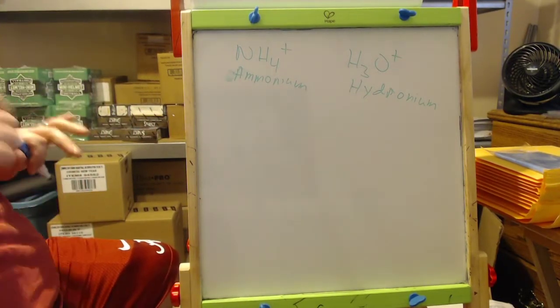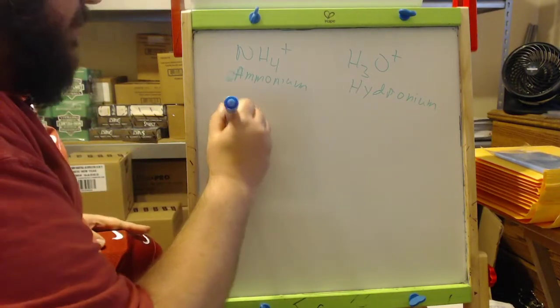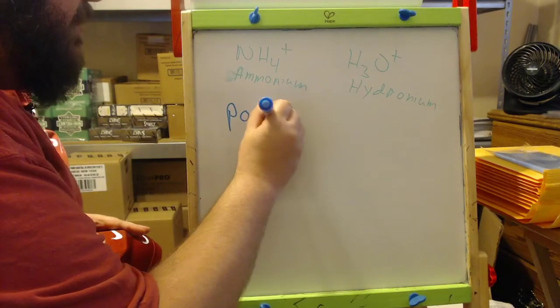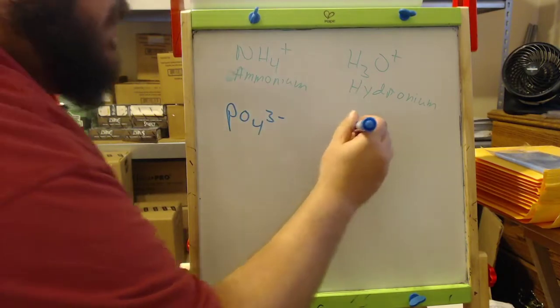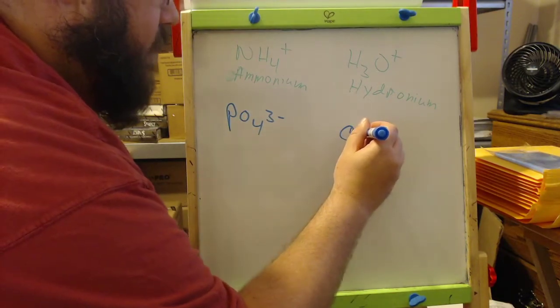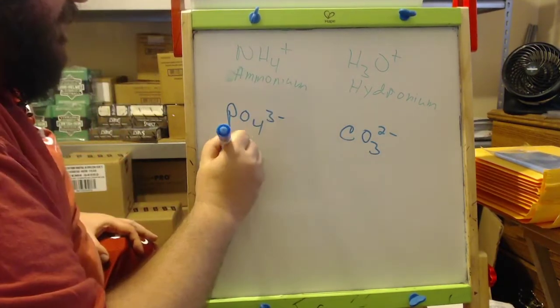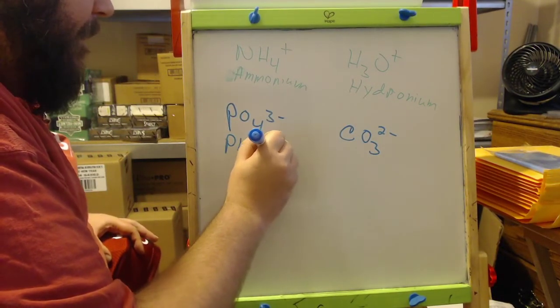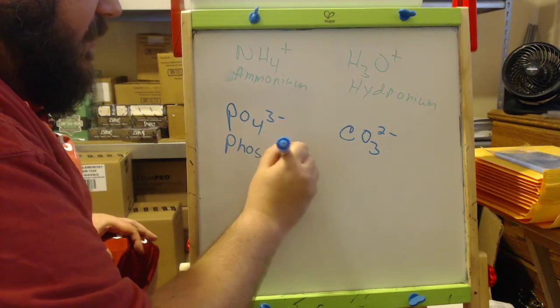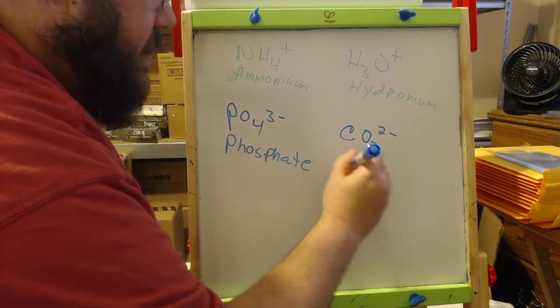Now, if we go to the ones that have multiple charges, okay, so PO4, I'm going to pick ones that I didn't use yet. PO4 3 minus, and let's use carbonate, which is CO3 2 minus. So this is known as phosphate. There we go again, phosph. And then the ATE ending, this one is carbonate.